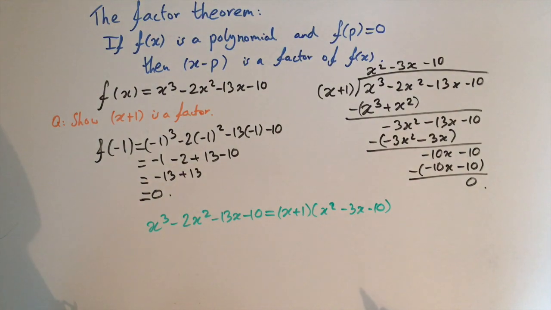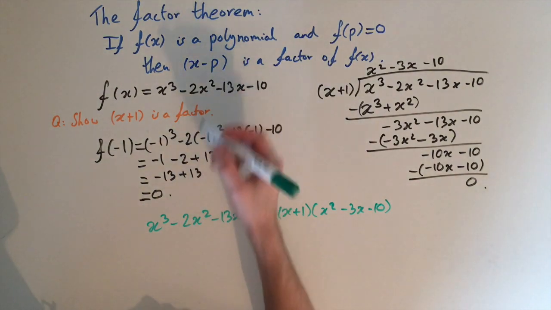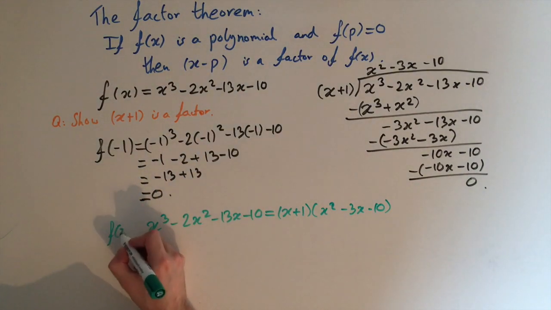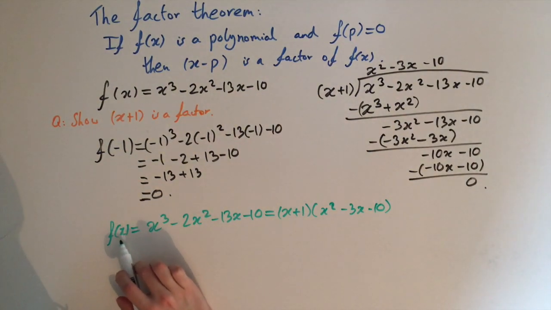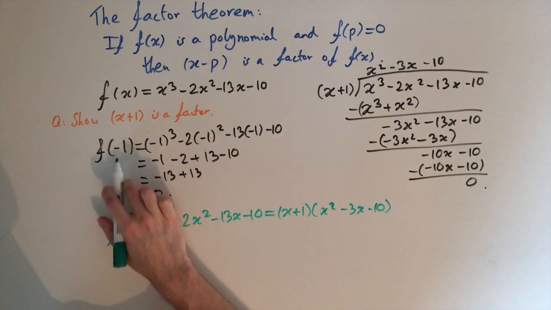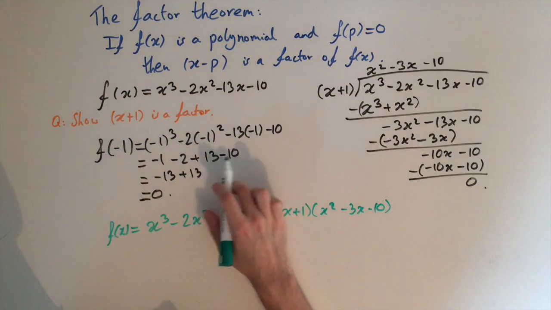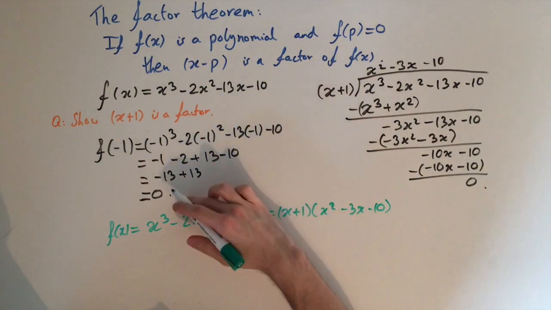And we can also kind of see why this theorem is true. If I write f of x here, which is what this function is, and now think about evaluating this function at minus 1, which is what we did up here, we showed, doing all the steps, it was equal to 0.